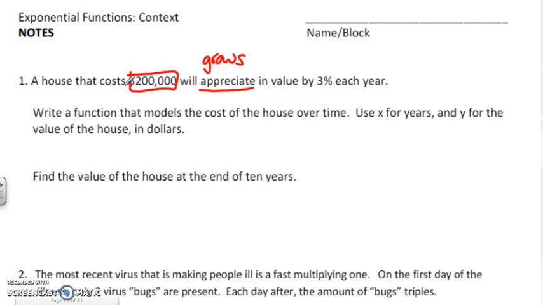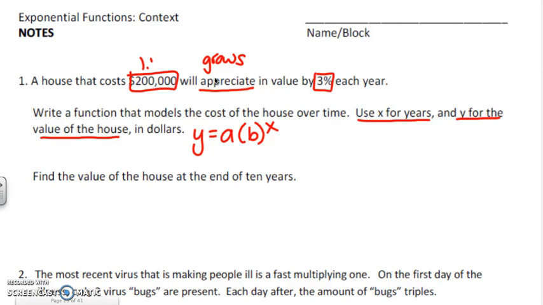So we know we're going to have an exponential growth function. And then they give us a percentage each year, okay? The percentage is probably the most important thing of that. So write a function that models the cost of the house over time, use x for years, and use y for the value of the house. So again, when we write an equation, we're going to have y equals a times b to the x, okay? Where a is your initial value and b is your growth factor.